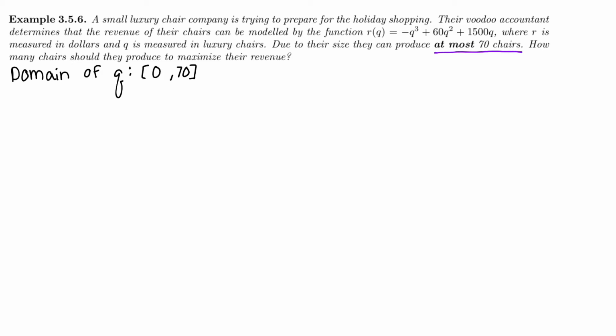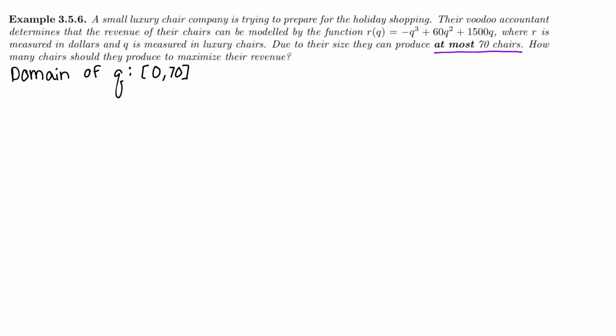Is it a good company model to produce 0 chairs? Probably not. But you could indeed produce 0 chairs if you really wanted to. So the domain of Q is between 0 and 70.